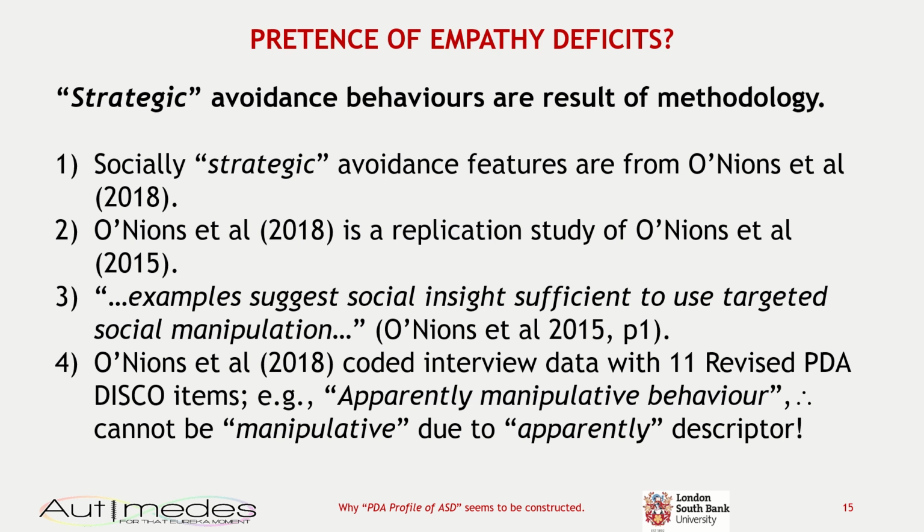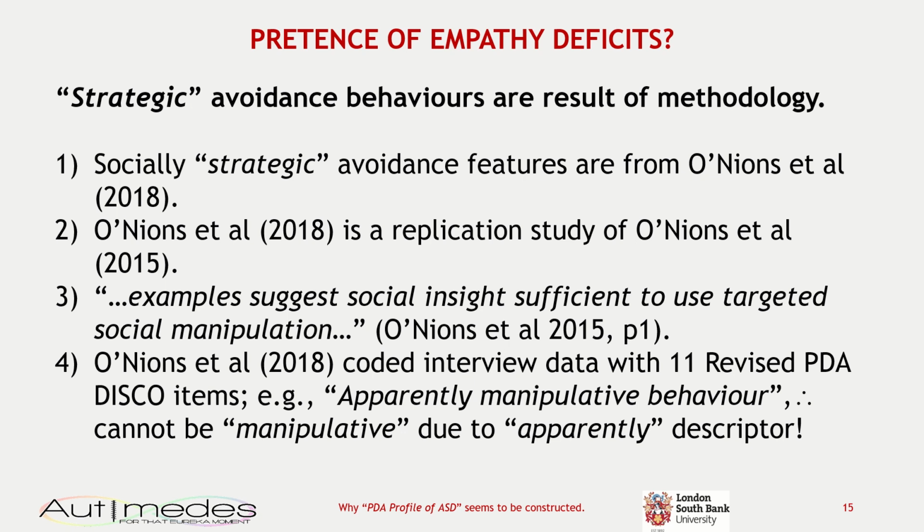What they did is they had, off the top of my head, 22 cases. That's caregiver-reported cases of autistic children or suspected autistic children with PDA. They asked them a 22-item semi-structured interview, and then they coded the data with the 11 revised PDA DISCO items. The last part is important because the 2018 paper is a replication study of a 2015 paper, and the 2015 paper is, from my understanding, chapter 5 from Anil's PhD thesis.